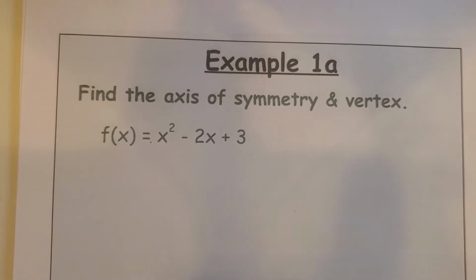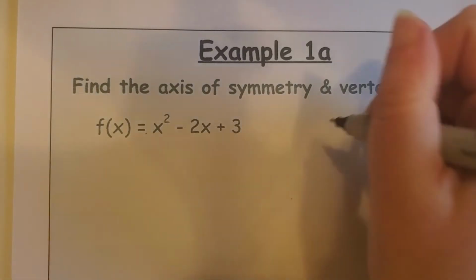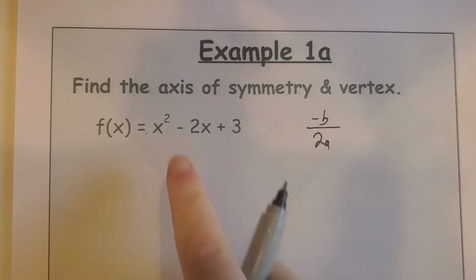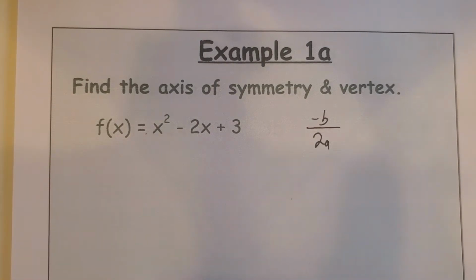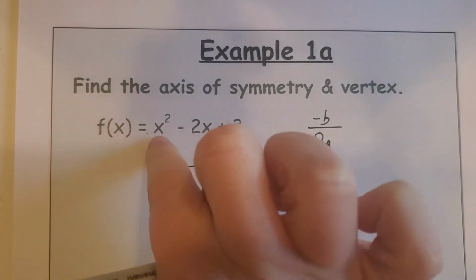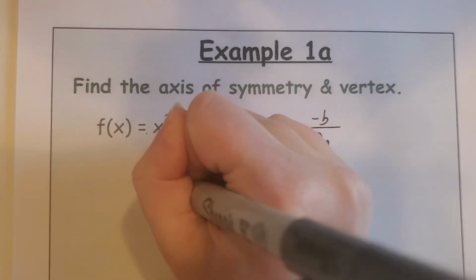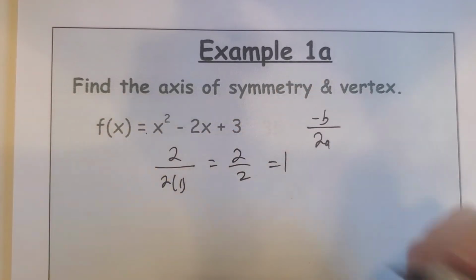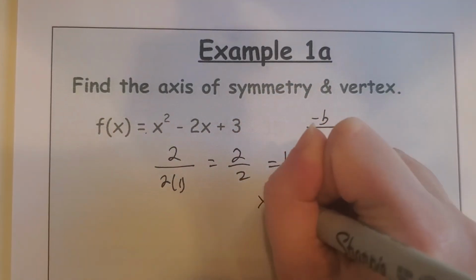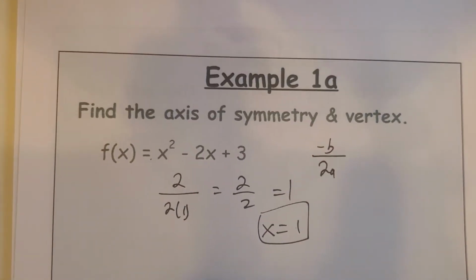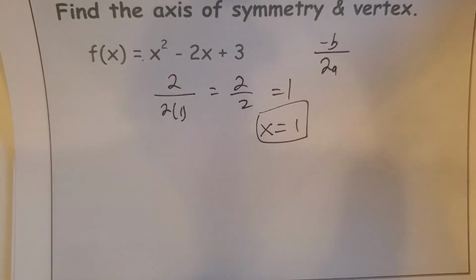So if we just go over that one more time, axis of symmetry is negative b over 2a. So b is negative 2. So negative 2 is positive 2 over 2 times a. A is 1, 2 times 1. So this is 2 over 2, which is 1. The axis of symmetry then is x equals 1. And again, 1 is then going to be the x value of your vertex.